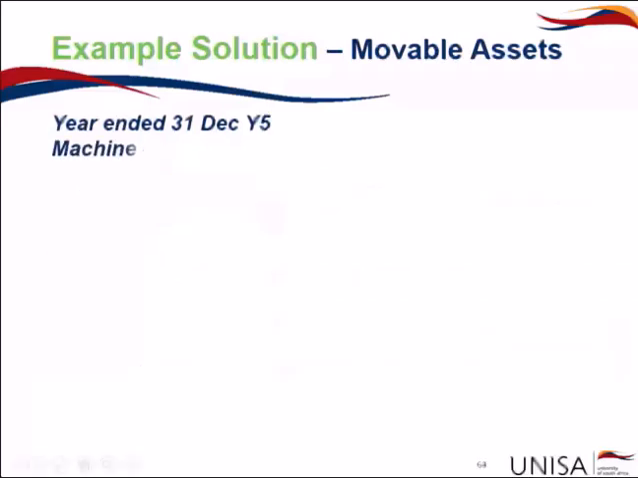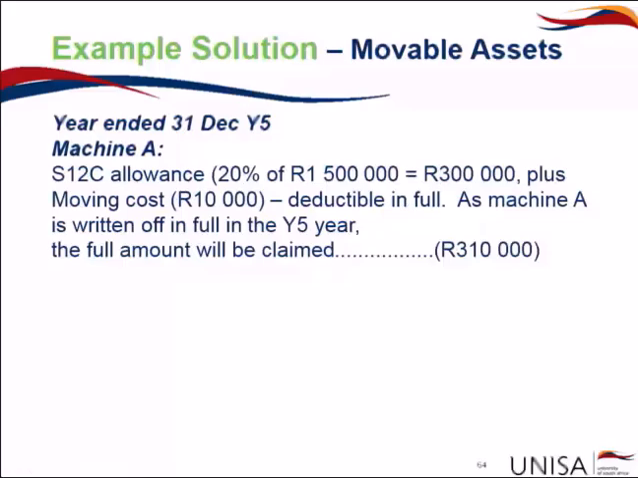In year 5, we still have machine A, for which we will get the last write-off for the last year for machine A, being the 20% of the 1.5 million. However, in year 5, we also incurred moving costs. And remember, those are deductible in line with how much we have left to write off on machine A. Because machine A is going to be written off now in year 5, we will deduct that full 10,000 moving cost for machine A. So 300,000 on the actual cost of machine A and the 10,000 moving costs. So we'll be able to claim 310,000.